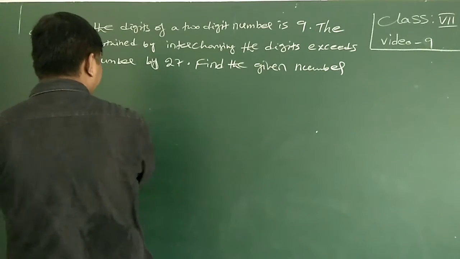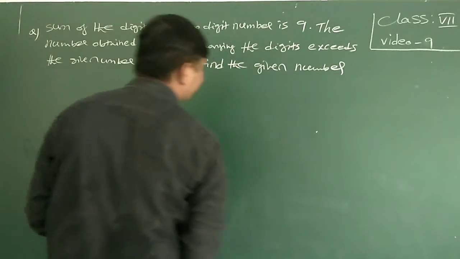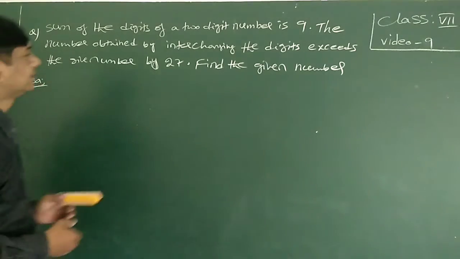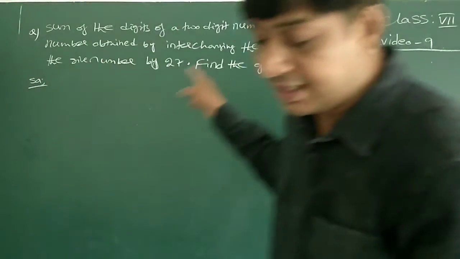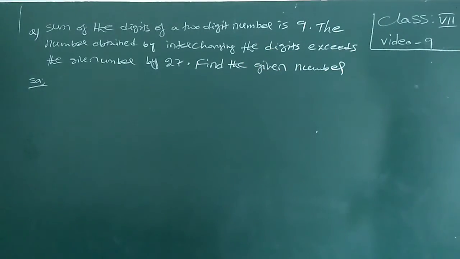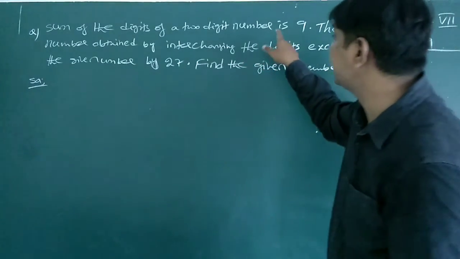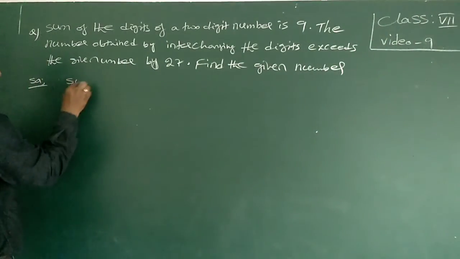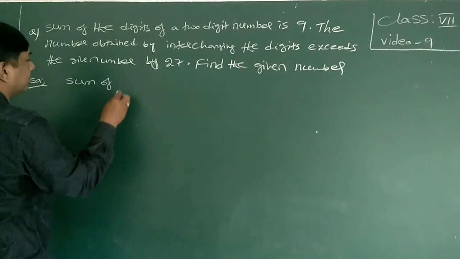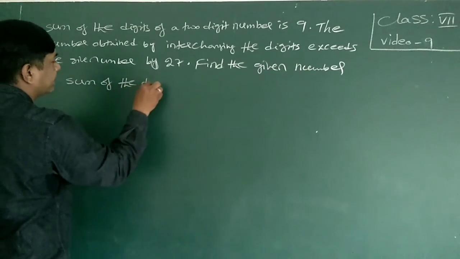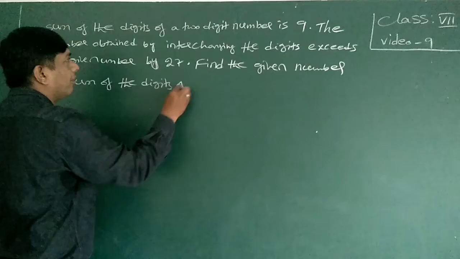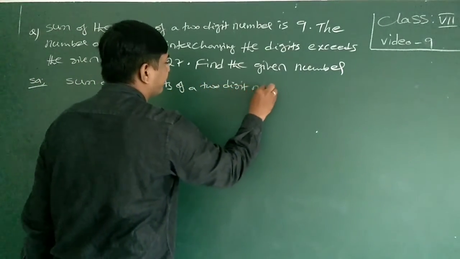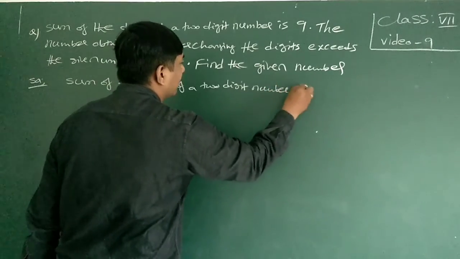This is your previous concept, I just recalled that previous model. Now, the sum of the digits of a 2-digit number is equal to 9. That is the first point.